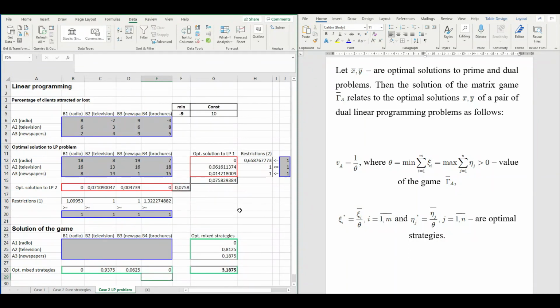That's it. As a result, we found an optimal strategy of the first player X star, which consists of these three elements. And we found an optimal strategy of the second player Y star, which consists of these four elements. And we found an equilibrium X star, Y star, and it is the equilibrium in mixed strategies.